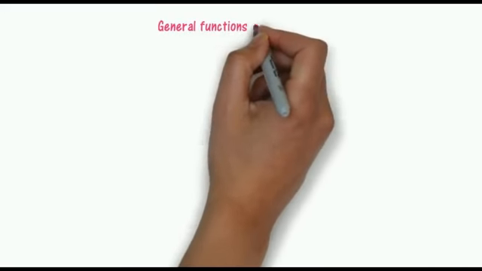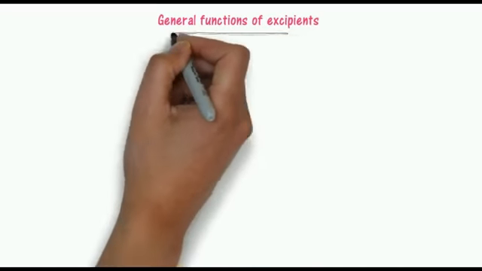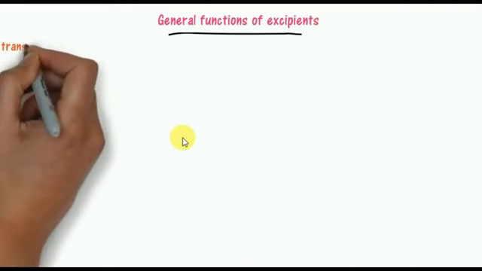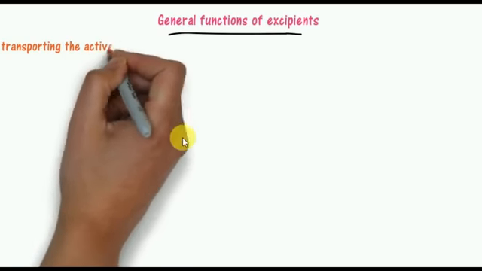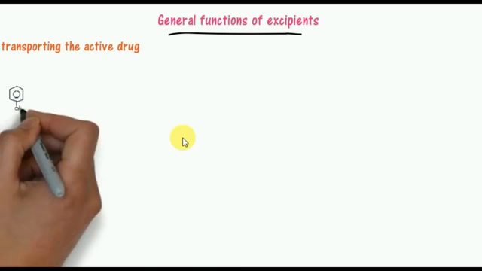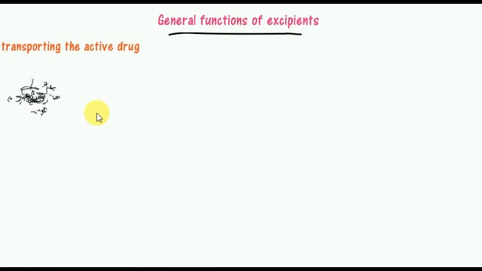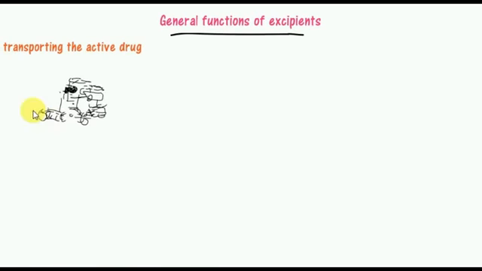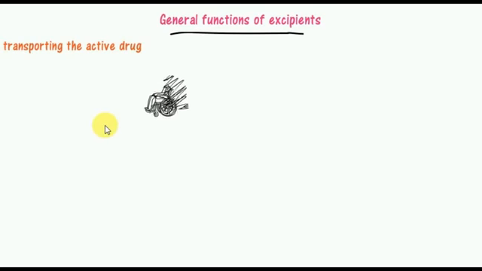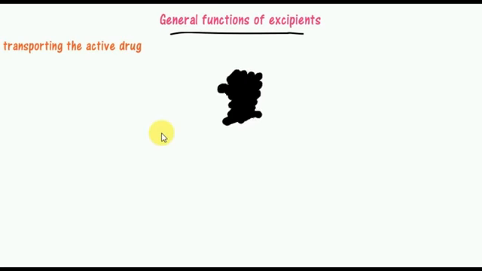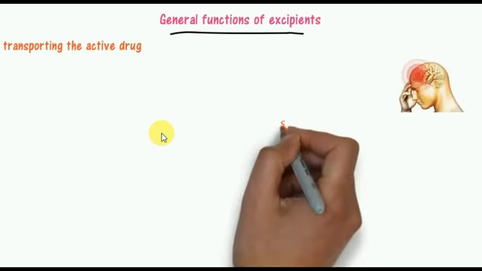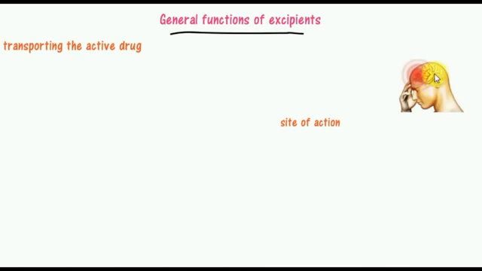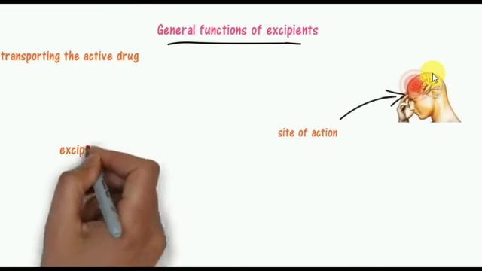General function of excipients. We must know about the general function of excipients. What are the general functions of an excipient? First of all, they help transport the active drug to the site of action. For example, this was an active drug. They are going to transport this drug to the site of action within the body. For example, this was paracetamol. It will reach the site of action within the body to decrease the pain.